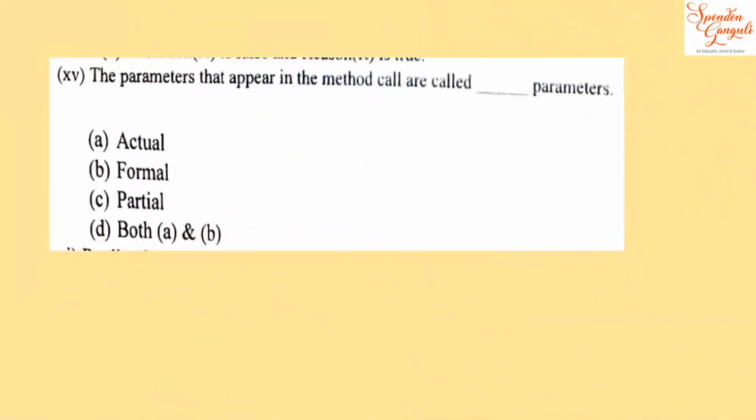Next one. The parameters that appear in the method call are called dash parameters. So the correct answer here is formal parameter.